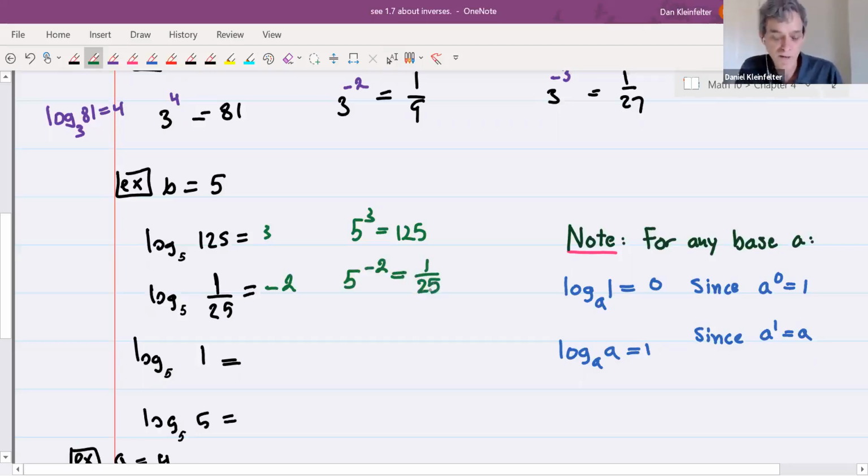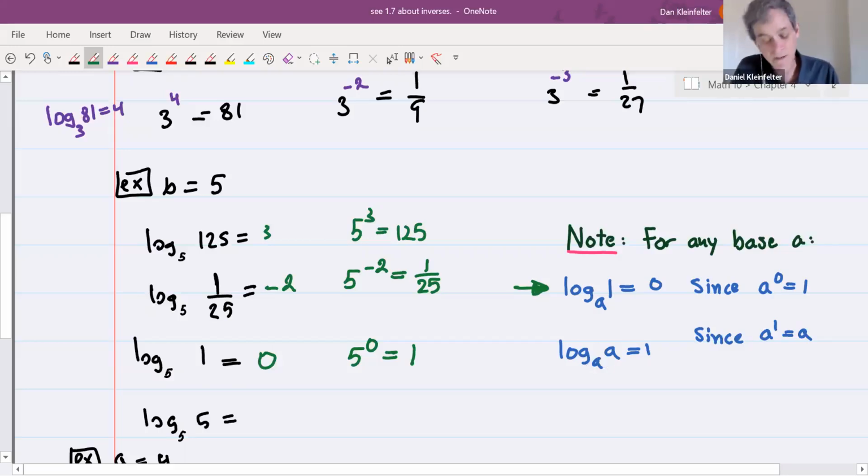Okay, the base 5 logarithm of 1 will be 0, because 5 raised to the 0 power is equal to 1. Any base raised to the 0 power is going to equal 1, and so this gives us the first of our log properties. The base a logarithm of 1 is equal to 0.